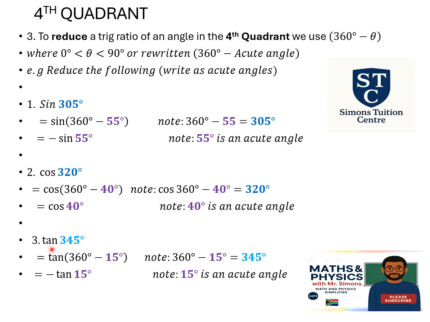Look at the third problem, tan 345. 345 falls in the fourth quadrant. So that becomes 360 minus 15, which gives me 345 degrees, and in the fourth quadrant, tan is negative, so it becomes negative tan 15 degrees. So it's very important that you get the signs right. Remember, in the second quadrant, sine is positive; in the third quadrant, tan is positive; and in the fourth quadrant, cos is positive. We need to know this for reduction.